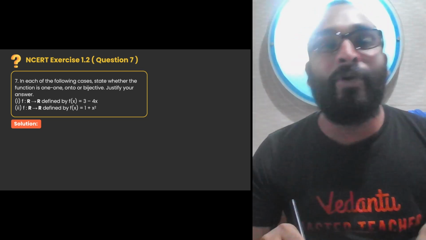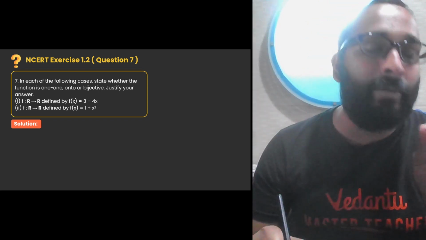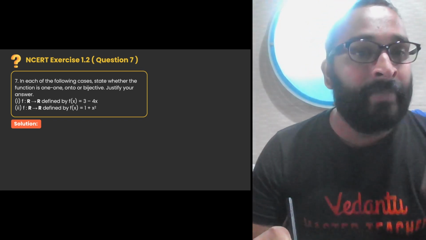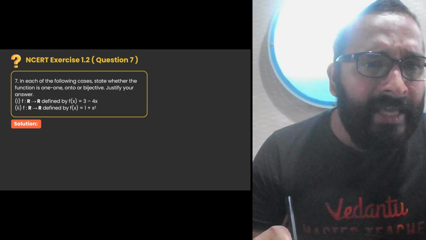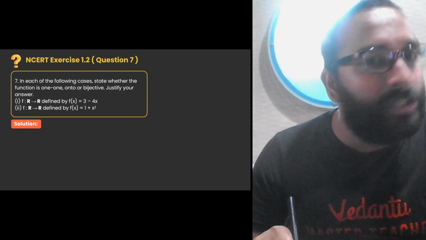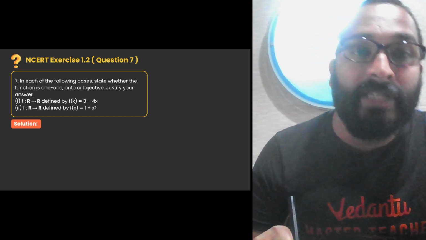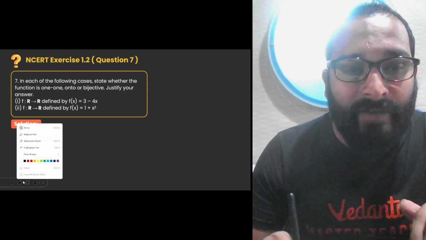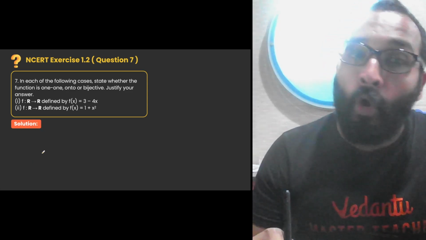So in this session, we are going to solve question number 7 of exercise 1.2 of your chapter Relation and Function. Let us read the question first. In each of the following cases, state whether the function is 1-1 and onto or bijective. Justify your answer. We need to check whether the given function is 1-1 or onto.